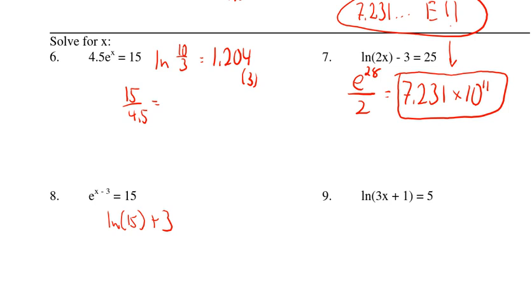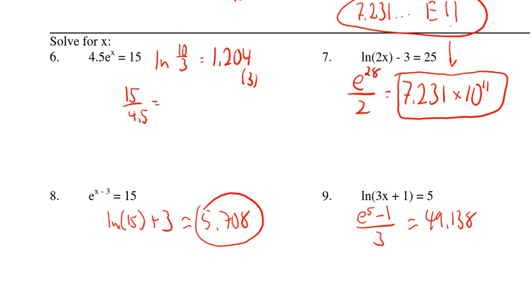Elizabeth, what did you get for number 9 for a formula? I got x equals e to the power of 5 minus 1 over 3. Good. And what'd you get as a decimal answer? 49.138. Good. 49.138 or 0.137 would have been fine. All right, Brian. Oh, first of all, would anybody like to go over 6, 7, 8, or 9 in more detail?